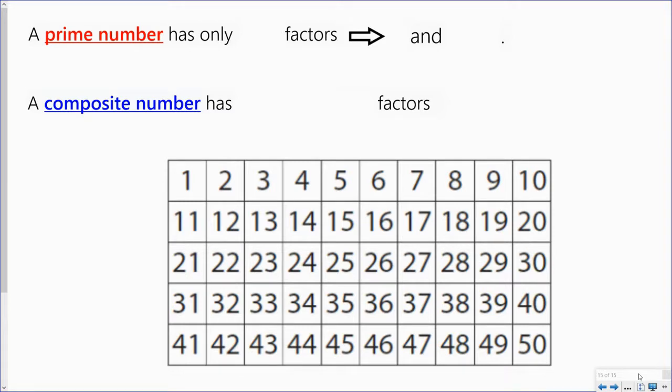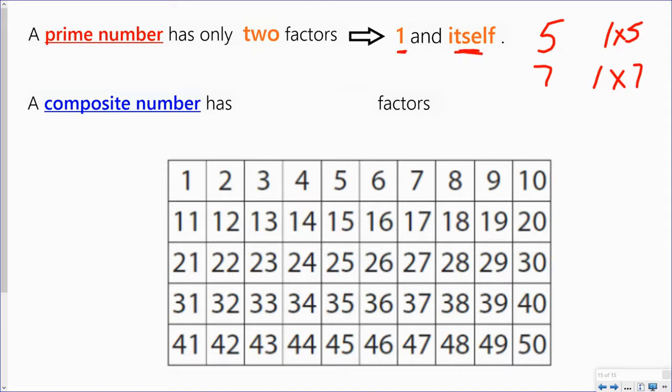So when we're dealing with factors, there's two groups of numbers that we need to be aware of. One is a prime number, and the other is a composite number. So a prime number has only two factors, and those factors are 1 and itself. So for example, we could take the number 5, and the only factors we have for 5 are 1 times 5. If I take 7, the only factors I have for 7 are 1 multiplied by 7. So those are only 1 and itself.